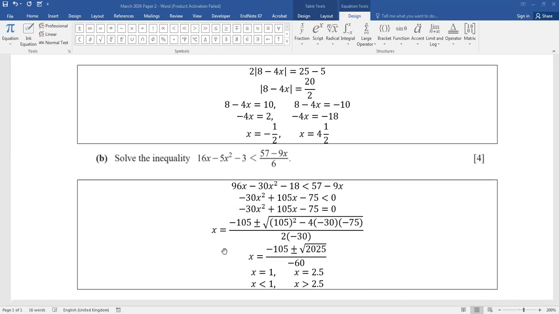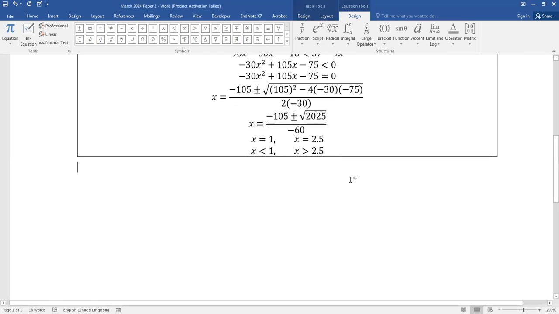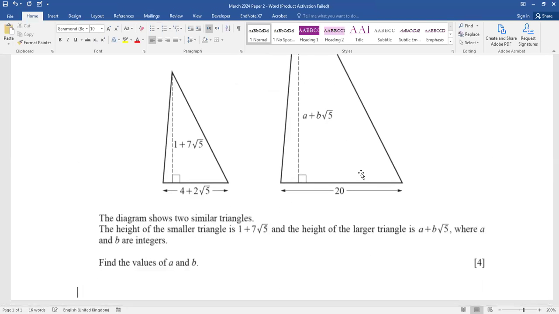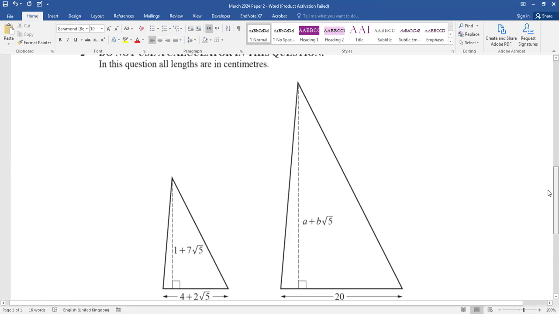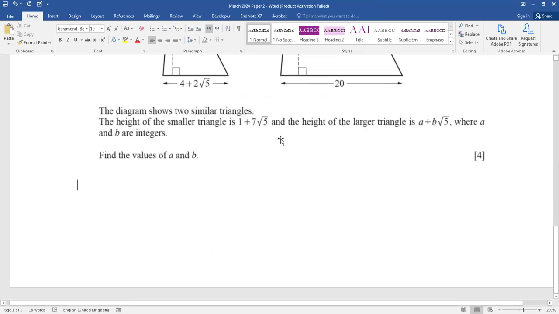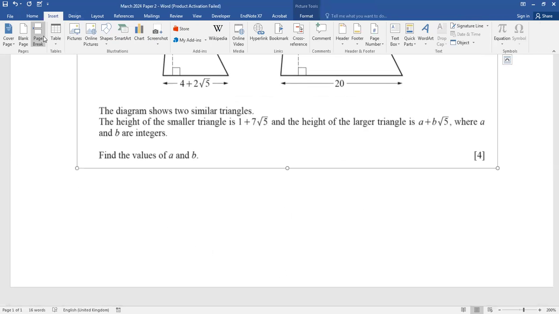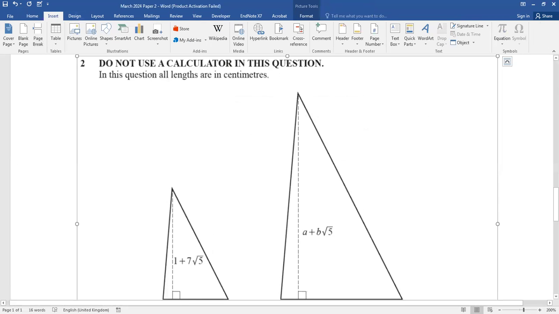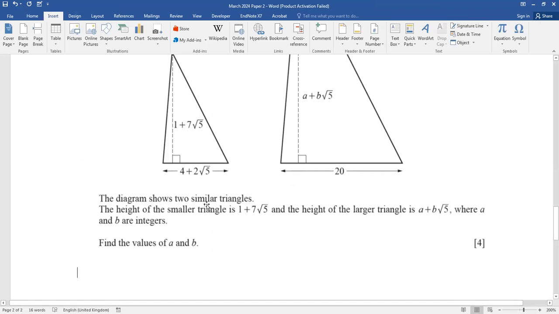Moving on to question number 2. The question does not want us to use the calculator in this one, which means you'll have to show every step of our working on the way. Now the question has provided us with two triangles, and they're telling us that all lengths are in centimeters, and we need to find the height of the smaller triangle in this form.